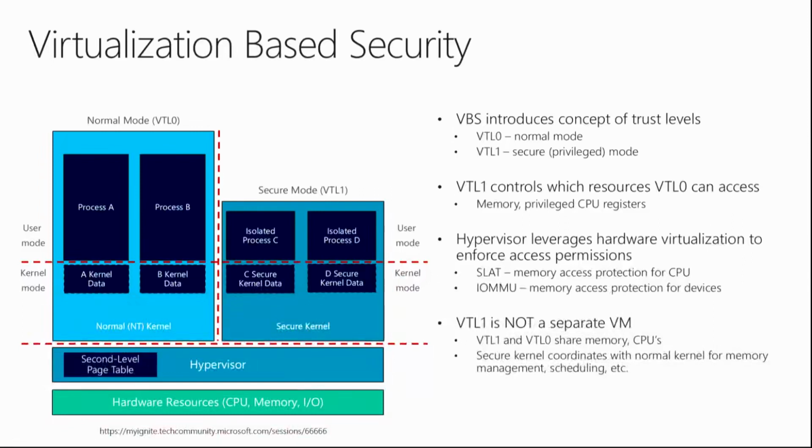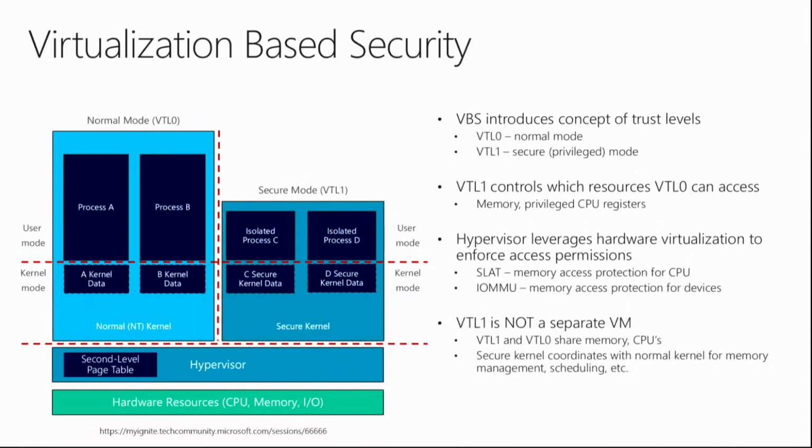And you also have the I/O memory management unit, and this is used to provide DMA remapping. So this just ensures that if you have a malicious device, it can't access memory of a higher trust level or another partition that it's not assigned to. So within VSM, we have 2 trust levels. VTL0, which is your normal mode. This is going to contain the NT kernel. And then VTL1, which is your secure mode, and this contains the secure kernel.